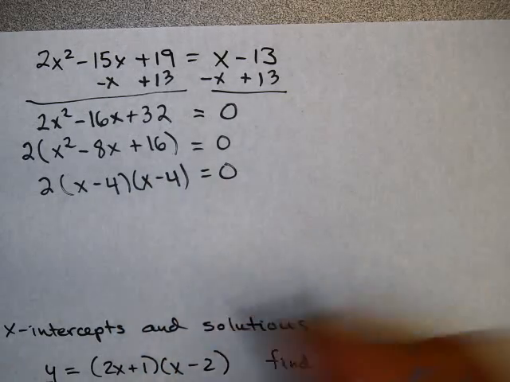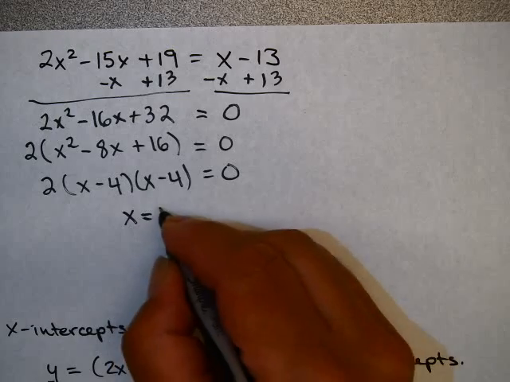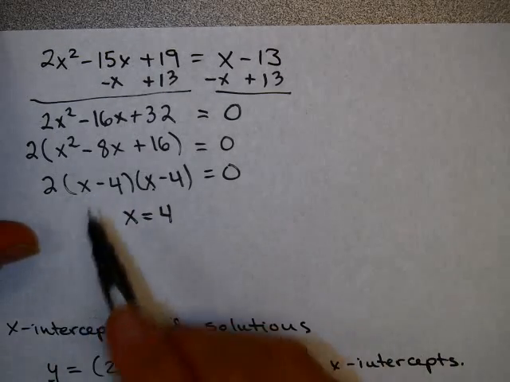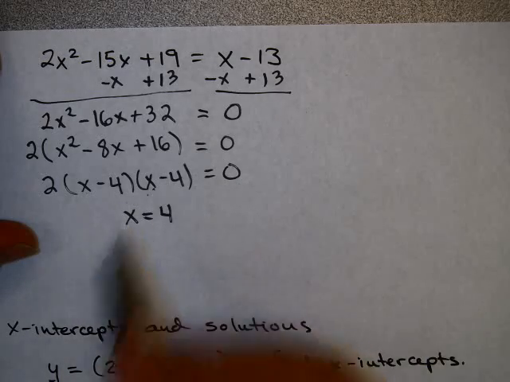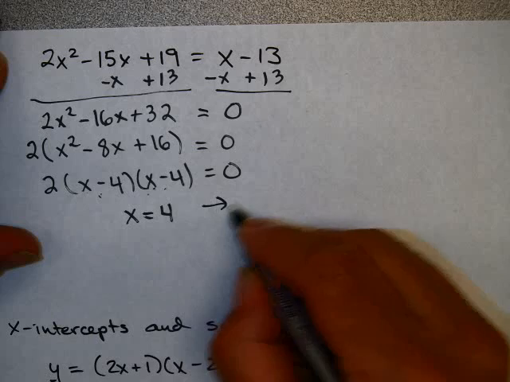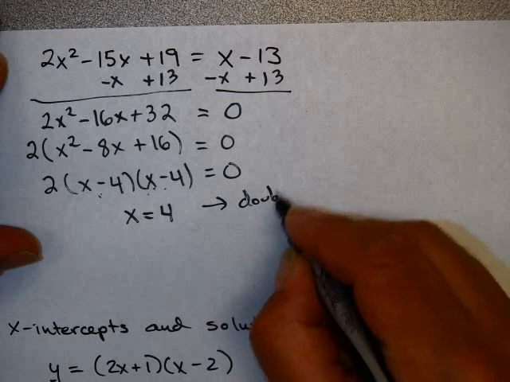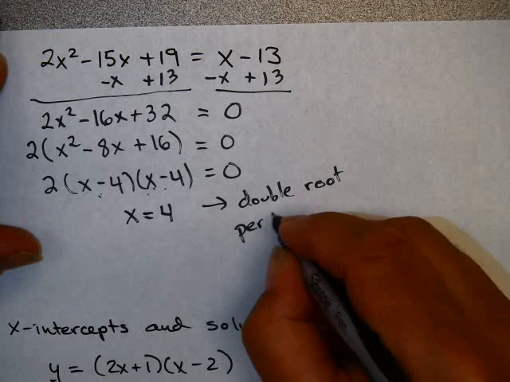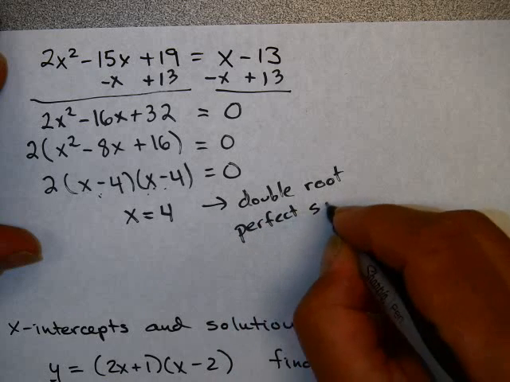If you try to factor that, that gives you a solution of x equals 4. That's the only possible thing that's going to make this equal to 0. Now notice that occurs twice. This is called a double root. And it also comes from a perfect square trinomial.